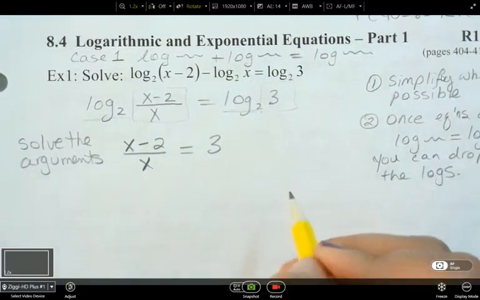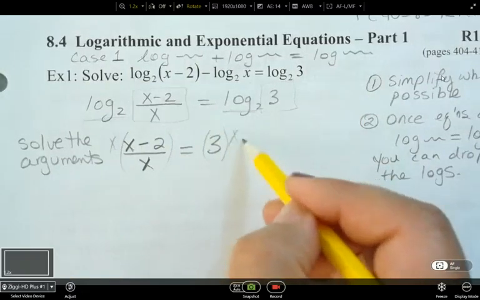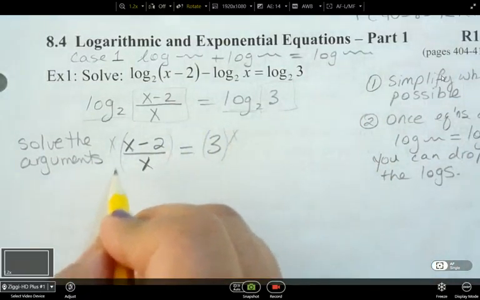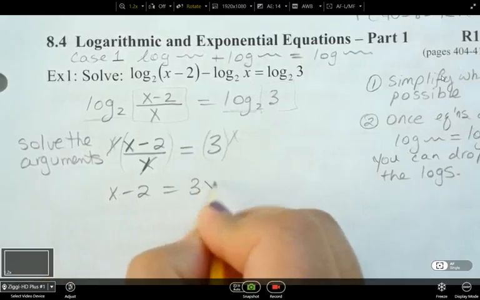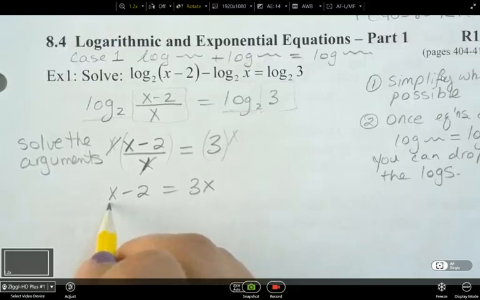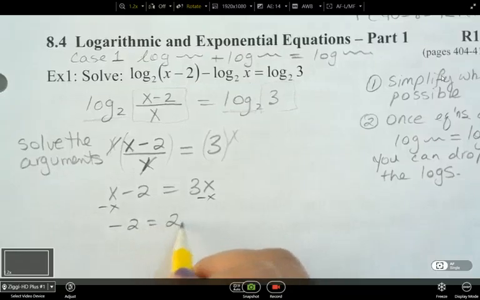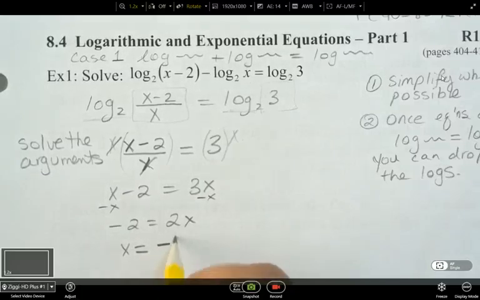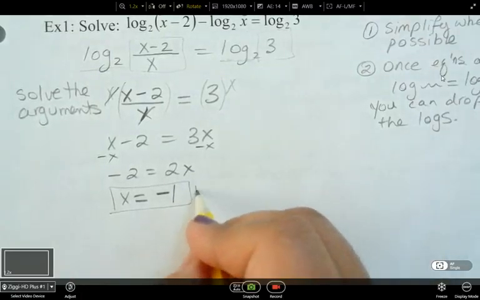So how do I isolate x here? Multiply by x. So this x cancels with this. I've got x minus 2 equals 3x. And then solve for x. I've got an x here. Subtract x on both sides. Negative 2 equals 2x. x is equal to negative 1.